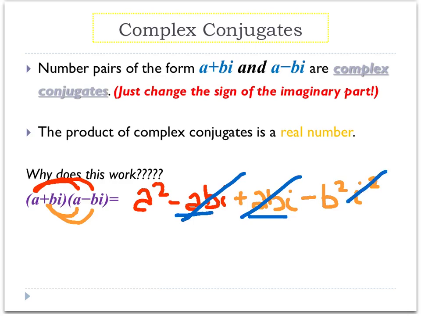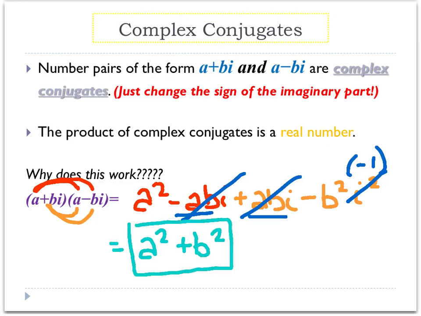And then i squared is negative 1. Now this negative 1 here times this negative will turn into a positive. So I'm going to be left with a squared plus b squared. Now a and b are real numbers, so this number right here is a real number. So we started out with complex numbers and we ended up with a real number. So whenever you multiply something times its conjugate, you get a real number.